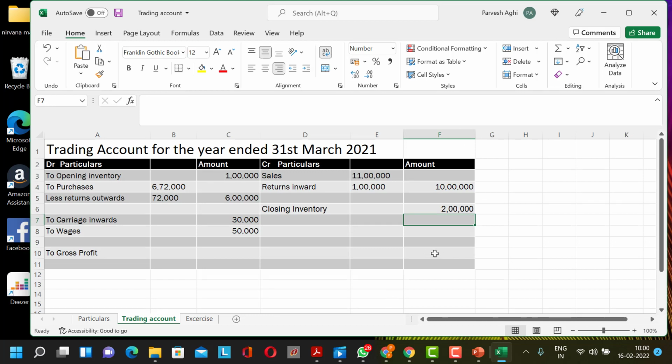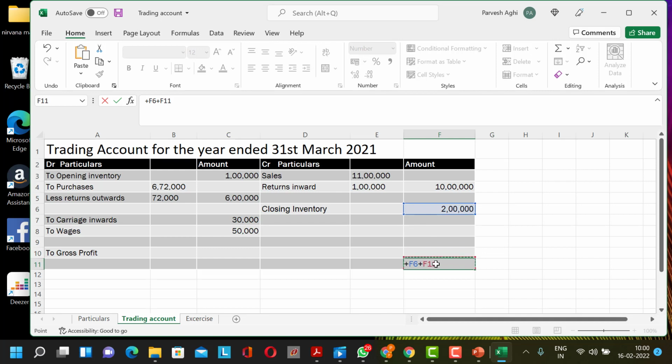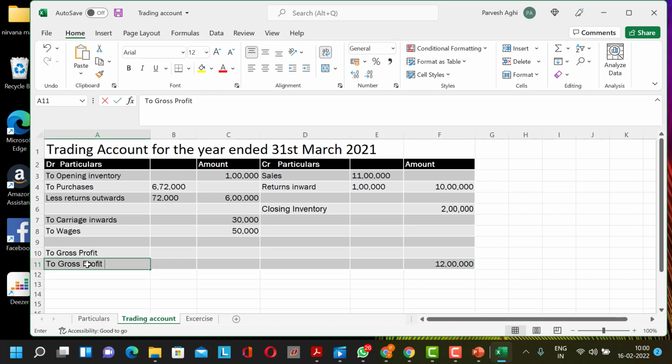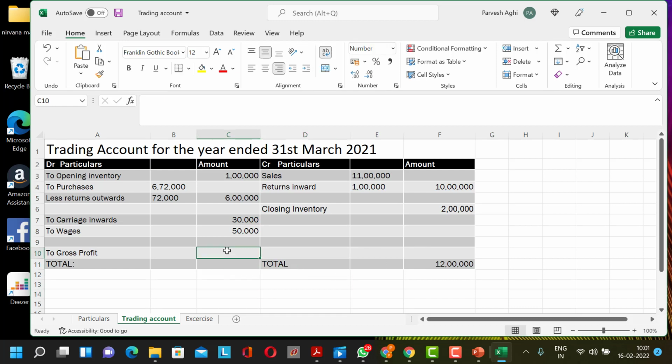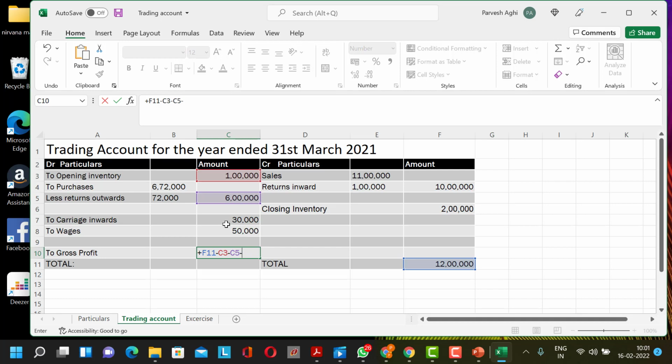Yes, sir. And then finally just place your cursor at the end, last column, and just add this 2 lakhs with your 10 lakhs. So this is basically your total, okay. So I'll just put the column here as total on both sides, okay. Fine. So that's the total, okay. Now put a cursor here on the gross profit, okay, and put a plus sign here and take this 12 lakhs minus this, minus this, minus this, minus this, and enter.